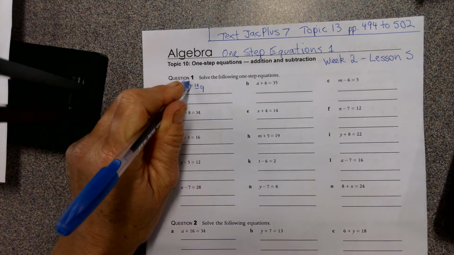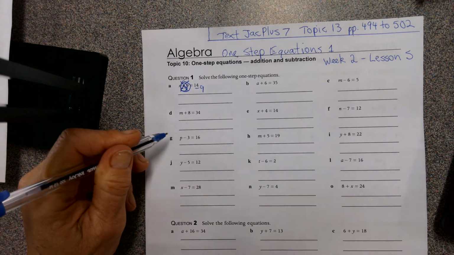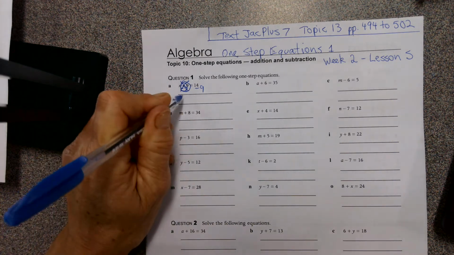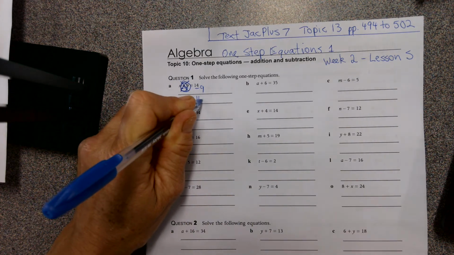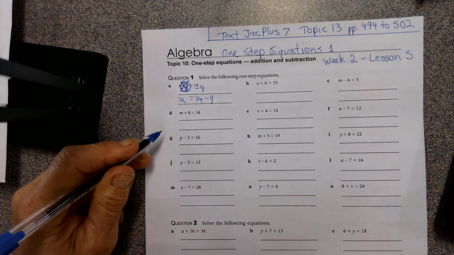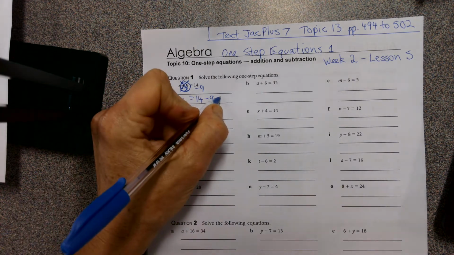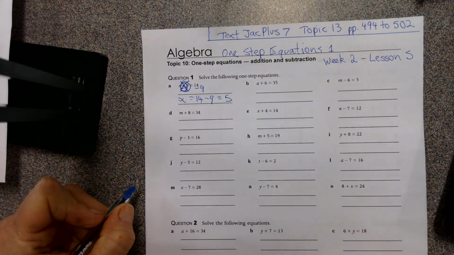The part that I circled we're getting rid of, and 9 minus 9 is 0. So we're left with x on its own. X equals 14 minus 9. And you look at that and you say, well, 14 minus 9 equals 5. So that way you get your answer, x equals 5.